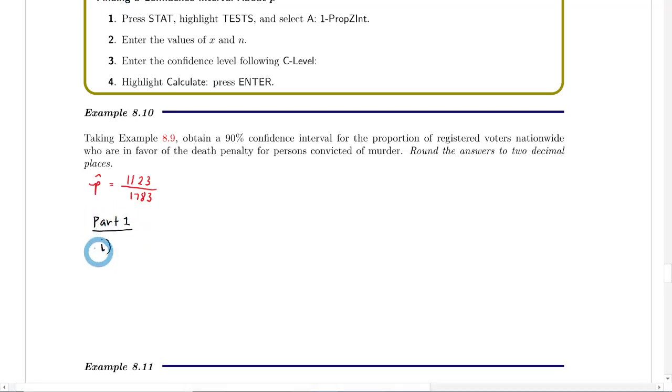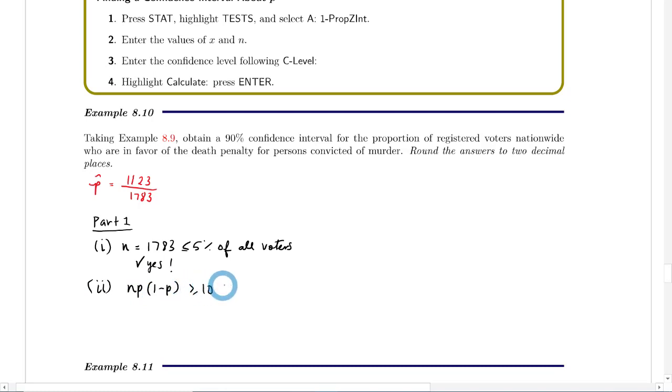Remember the first part of part 1 is making sure that the sample size of 1,783 is no more than 5% of all voters. So do you think 1,783 is less than or equal to 5% of all voters? I think so, because our population is a little over 300 million in the United States. So definitely yes. The second part with only proportions is making sure that n p times 1 minus p is greater than or equal to 10.